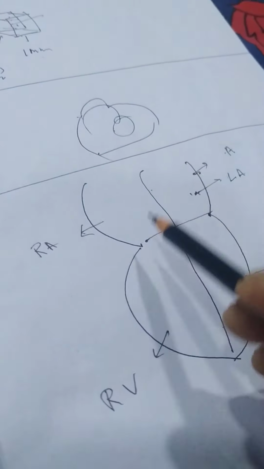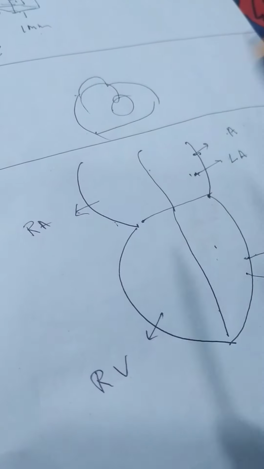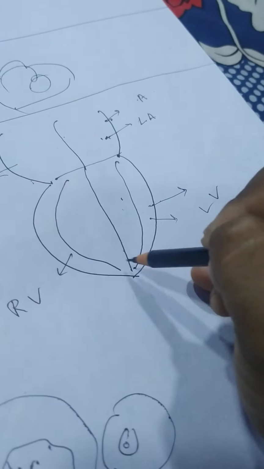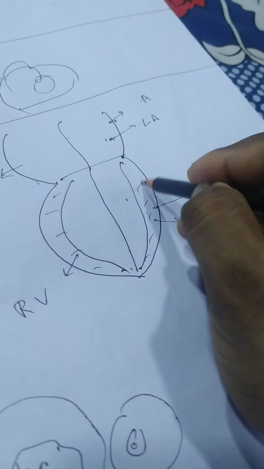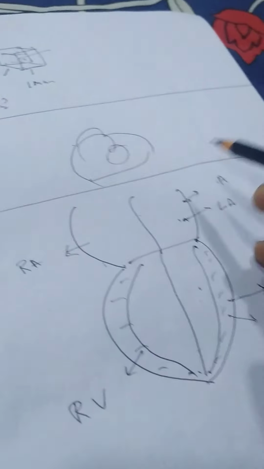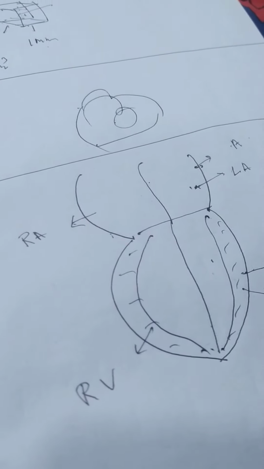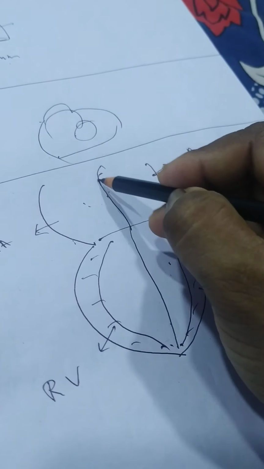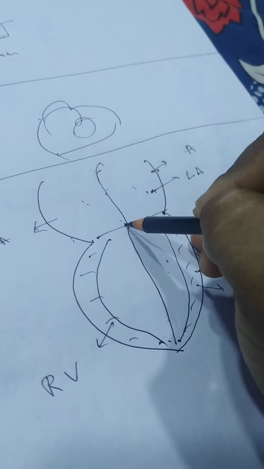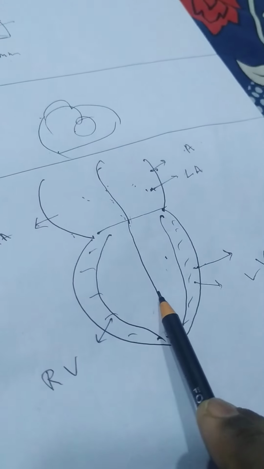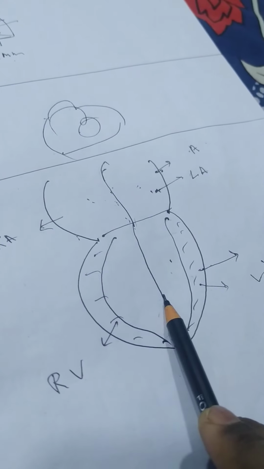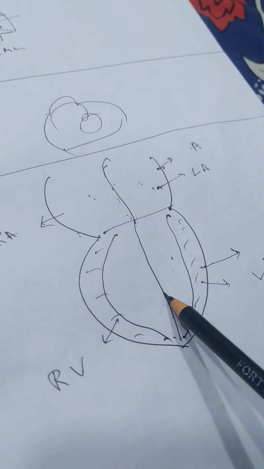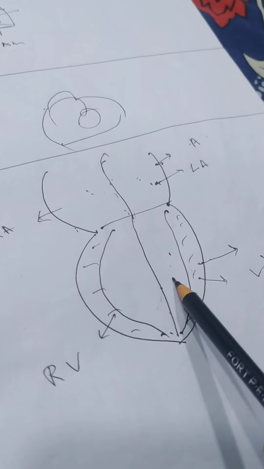The wall of the auricle is thin and the wall of the ventricle is thick. We will discuss why later. This is the separation between the two auricles, called the interauricular septum. This is called the interventricular septum. They separate the two auricles and the two ventricles.